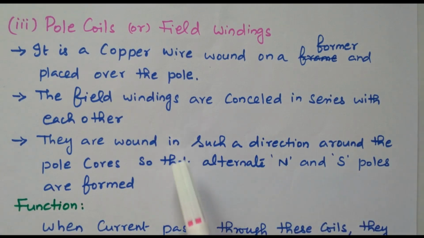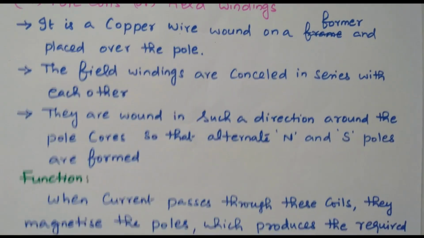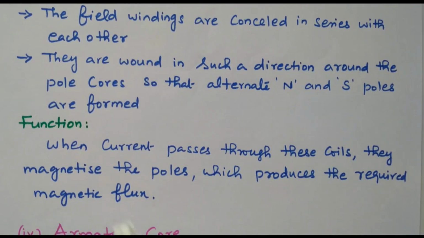So, the pole core and pole shoe we discussed. In that pole core and pole shoe, we are placing the field winding. What is the function of this field winding? When a current passes through this coil, it magnetizes the pole, which produces the required magnetic flux. So, the magnetic flux is produced by the field winding. When the excitation is given, it will produce the magnetic flux.